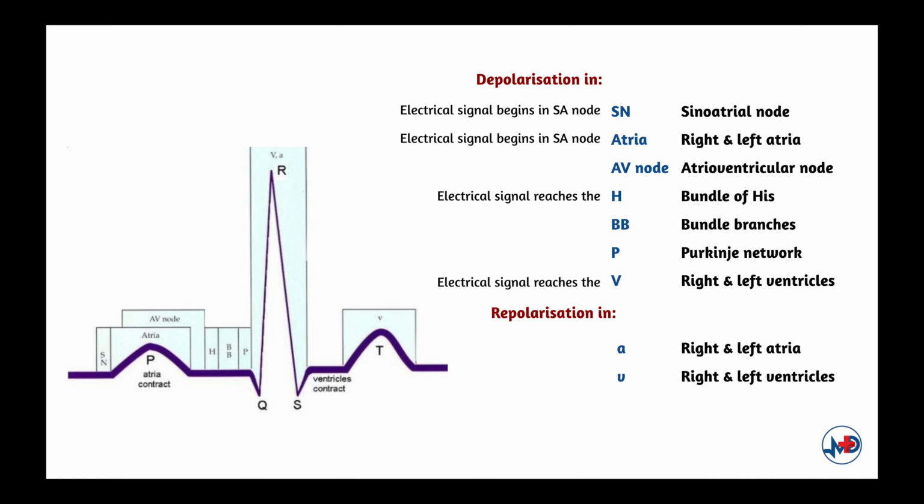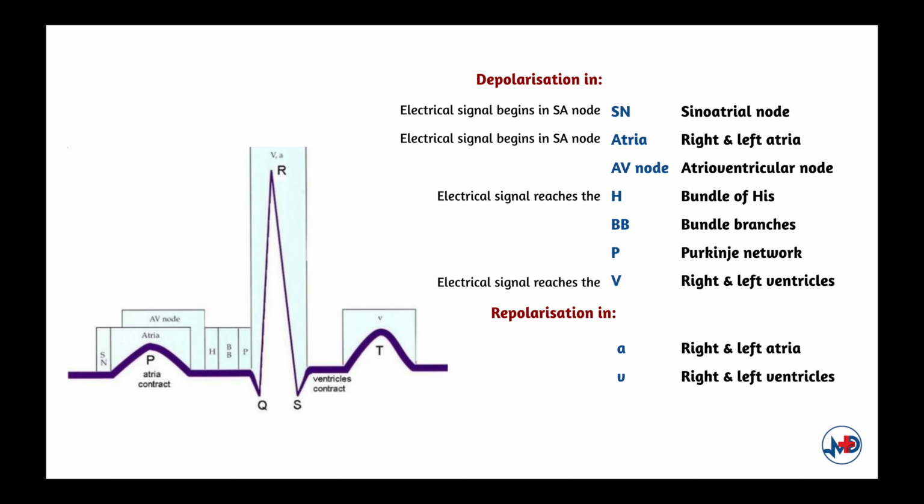So this waveform of an ECG explains to us the exact location where depolarization and repolarization take place. As you can see at the beginning of the waveform, we have the sinoatrial node, and this is where the electrical signal begins. Then the electrical signal moves and contracts the atria, both right and left side, and that is essentially the P wave.